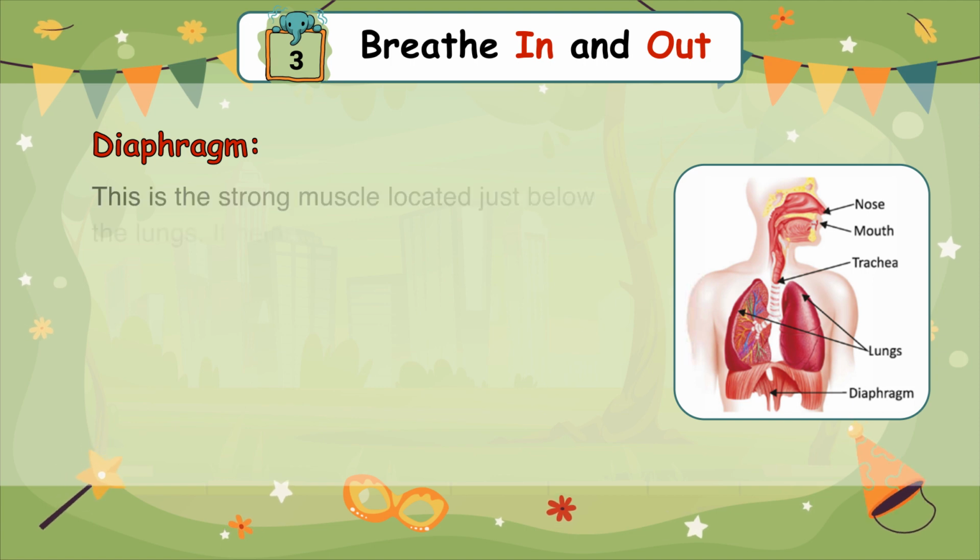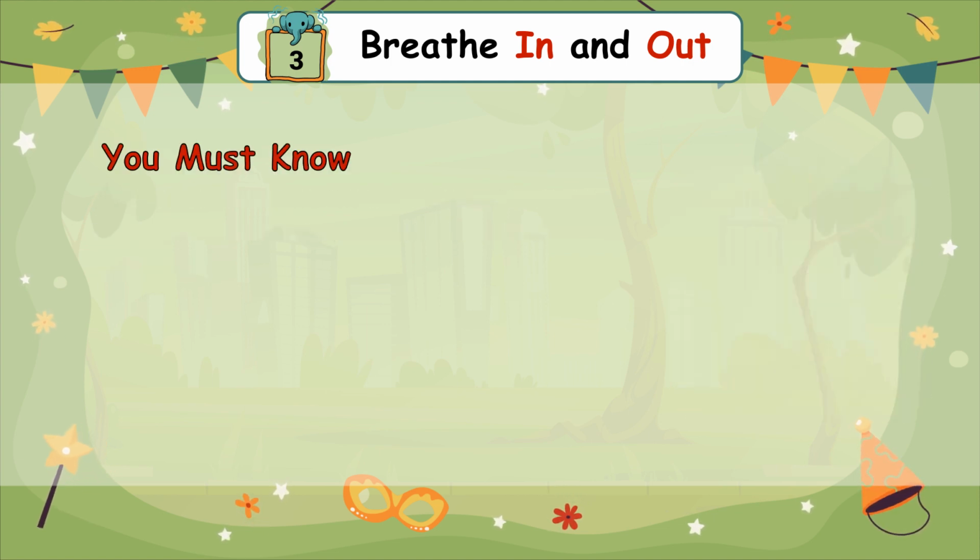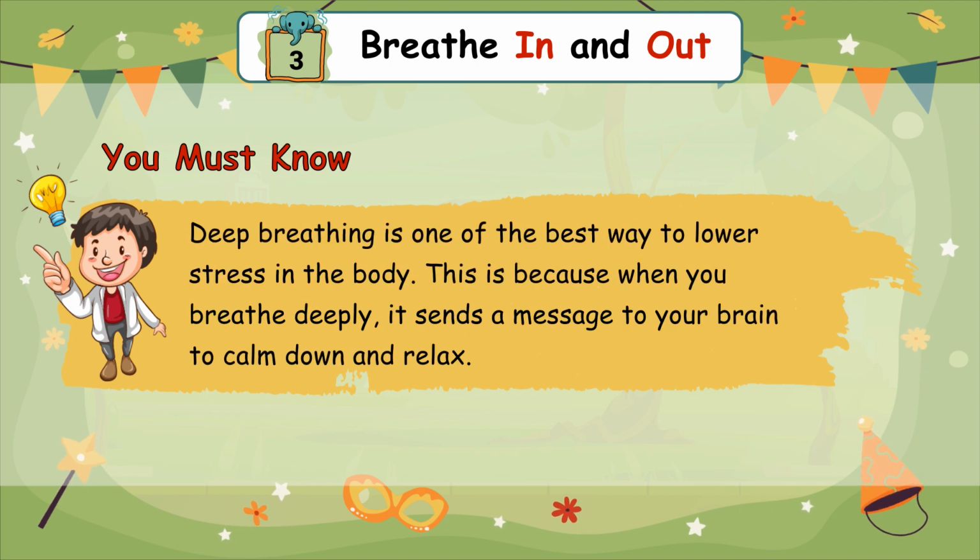Diaphragm. This is the strong muscle located below the lungs. It helps to move the lungs up and down. You must know, deep breathing is one of the best ways to lower stress in the body. This is because when you breathe deeply, it sends a message to your brain to calm down and relax.